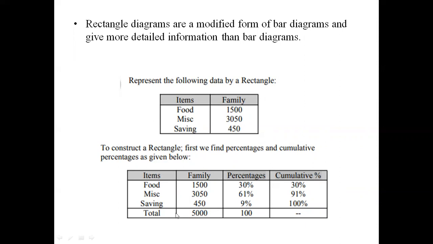Part divided by 5000 into 100, that is equal to 30%. That means part is 1500 divided by 5000 into 100.